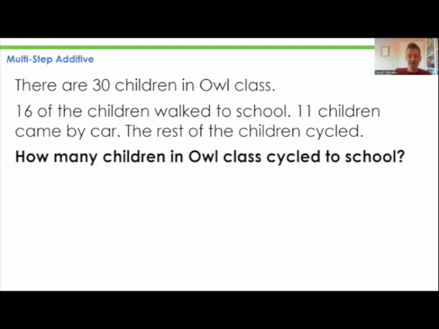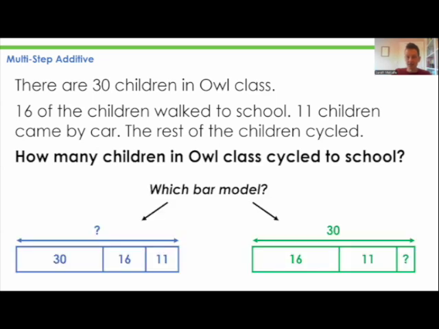So another example here, there are 30 children in our class, 16 of the children walked to school, 11 children came by car, the rest of the children cycled. How many children in our class cycled to school? Then children look at the two different bar models and they've got to think which bar model represents the question. Is it the blue one? Is it the green one? And then we can all vote on that. So they're having to actively think in terms of the structure of the question.